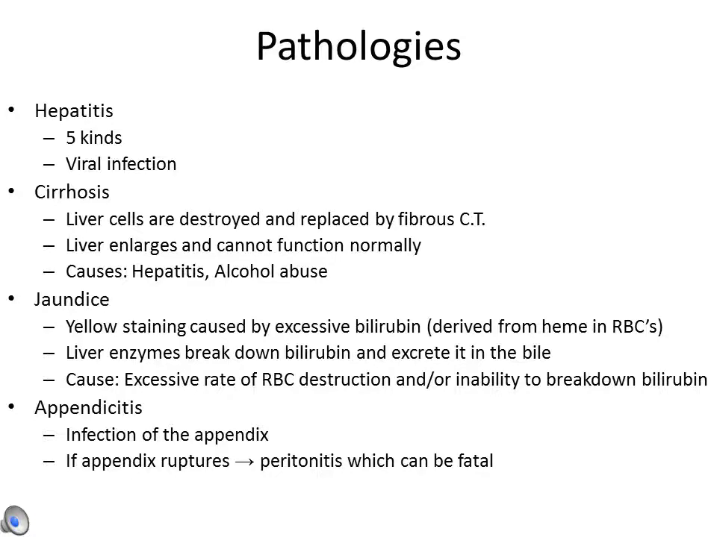Now let's go over a few pathologies of the GI system. Hepatitis is the inflammation of the liver and is most commonly caused by a viral infection. There are 5 kinds of hepatitis caused by viral infection. They are classified as hepatitis A, B, C, D, and E.